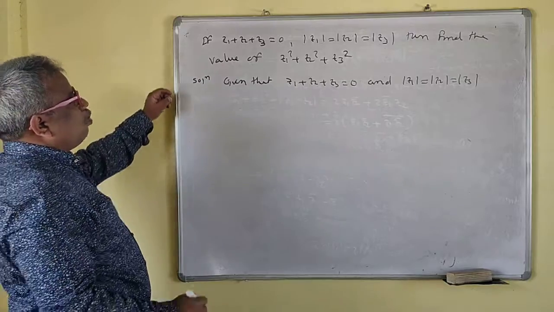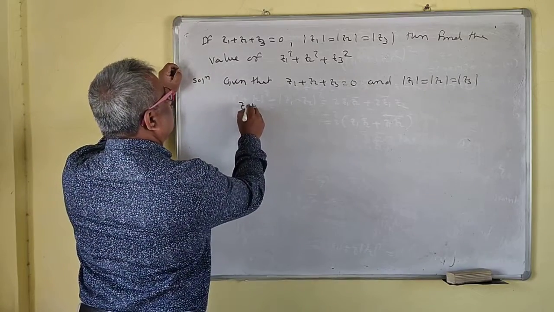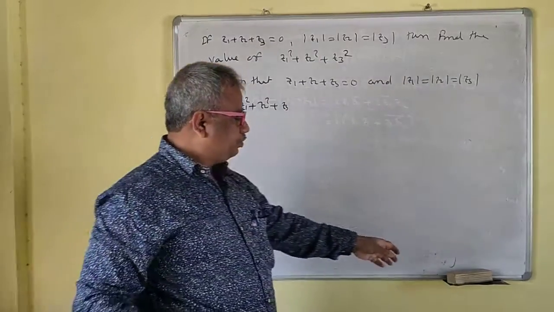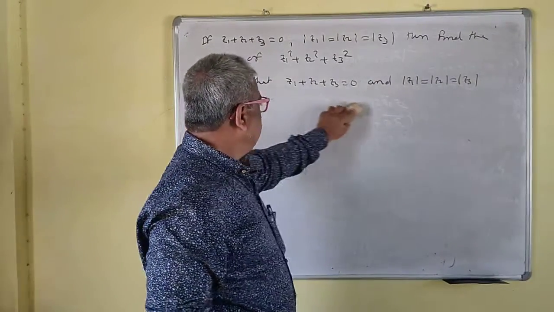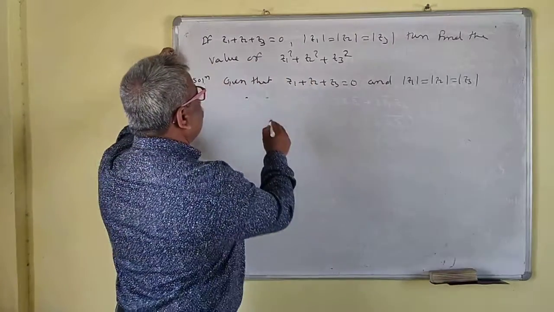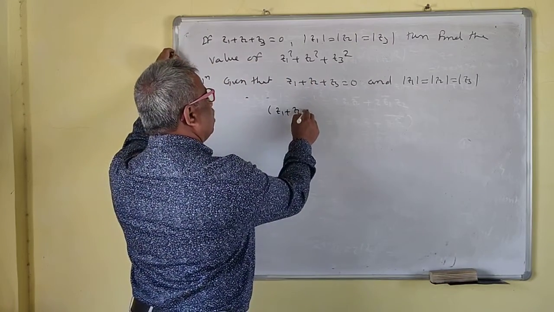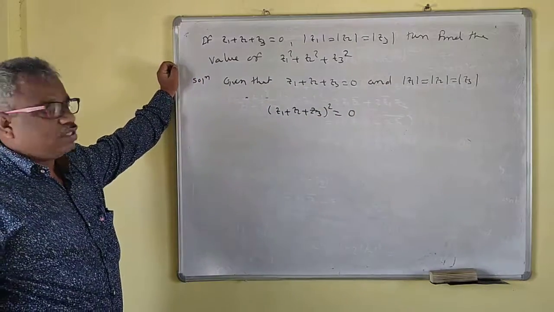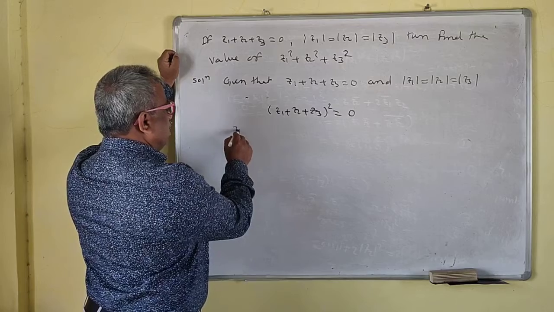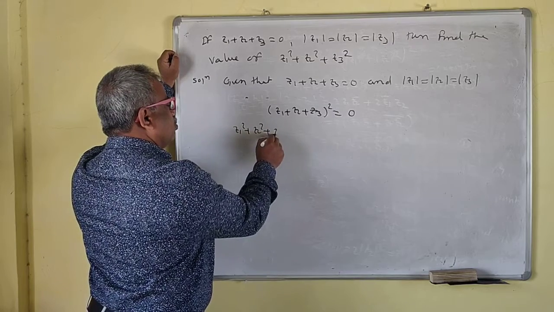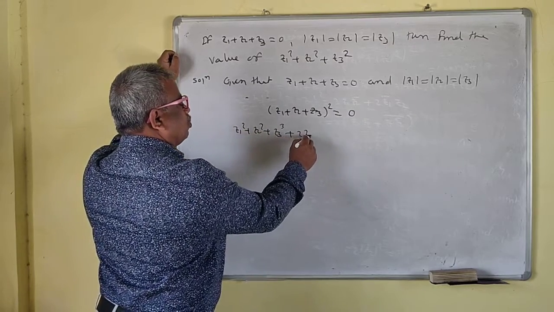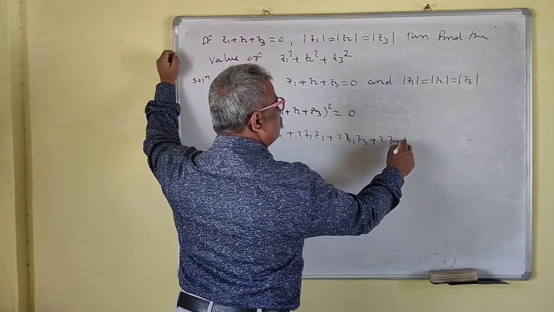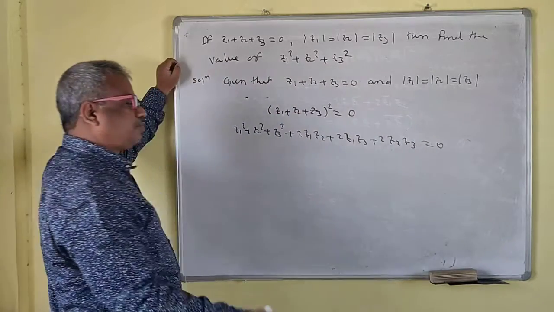Okay. Now what do you have to find? The value of Z1 square plus Z2 square plus Z3 square. This value you want. Okay. So what will we do? We will take the square of this one. So (Z1 plus Z2 plus Z3) square is equal to 0. Right? So we will expand this. What do we get then? Z1 square plus Z2 square plus Z3 square plus 2 times Z1 Z2 plus 2 times Z1 Z3 plus 2 times Z2 Z3 is equal to 0.